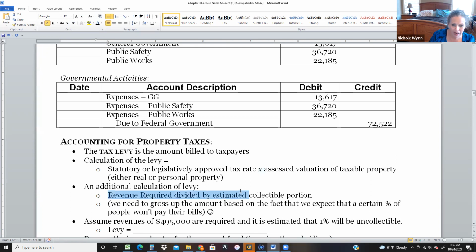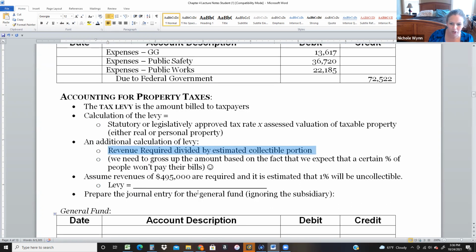So revenue required divided by estimated collectible portion is the actual way we do this. We do this a lot in managerial accounting. I just did it this week when we were talking about profits and break-even. To calculate break-even, it was fixed cost divided by CMPU. But if you want profit, you add it to the top part. And if you've got to give some of that profit to the government, you have to gross it up. So it's the same concept.